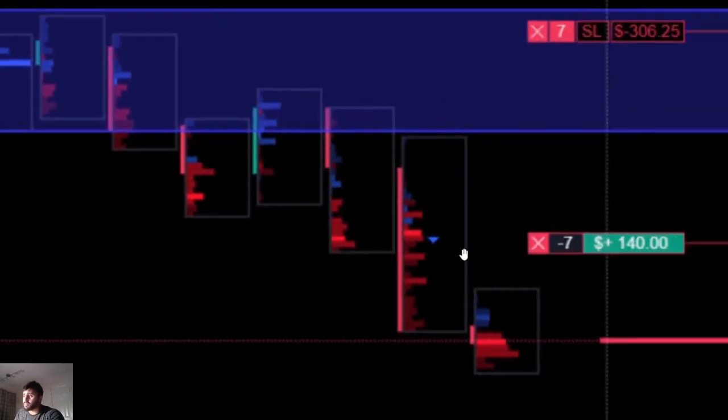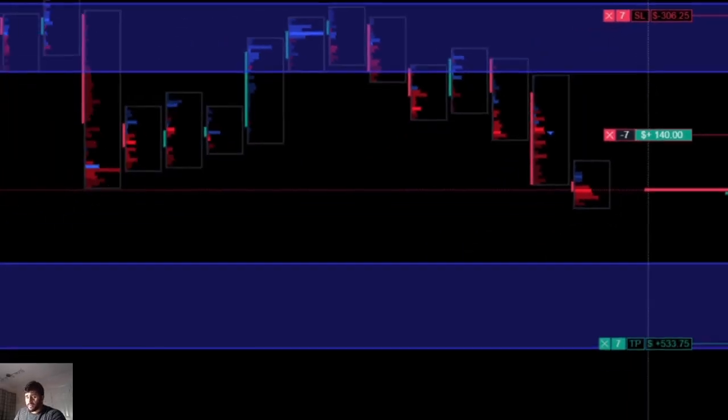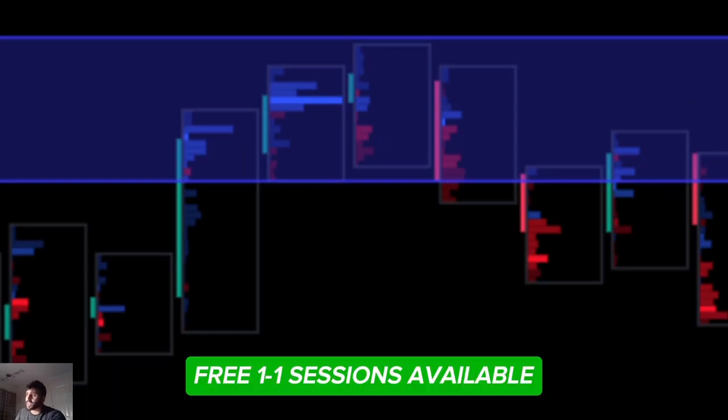So there was my entry. My entry came at around 7,699.5, right? There was my entry. So what's going on here is I'm interested in this order flow retest. So here, these candles here, 1, 2, 3, 4, 5, 6 minutes worth of data, right?